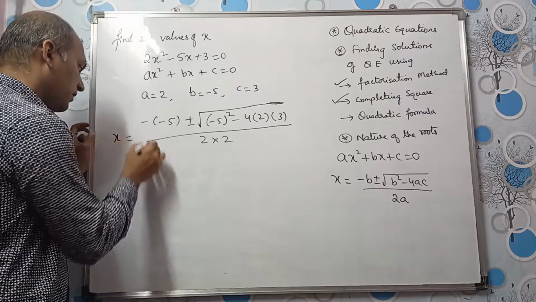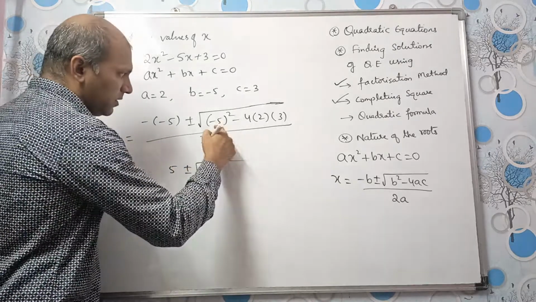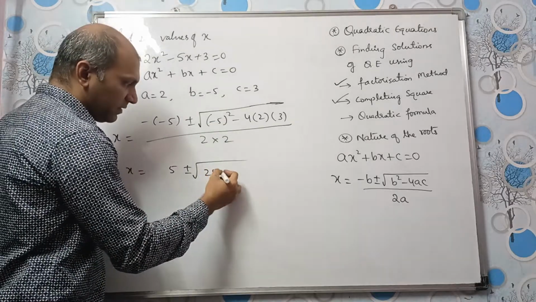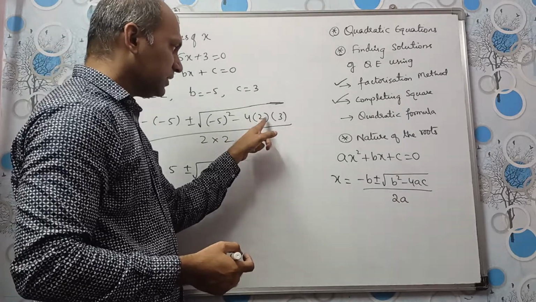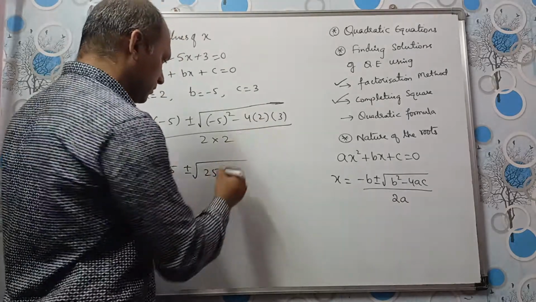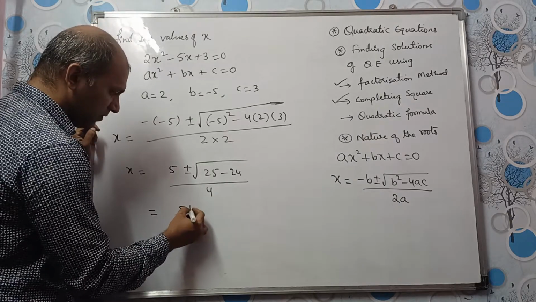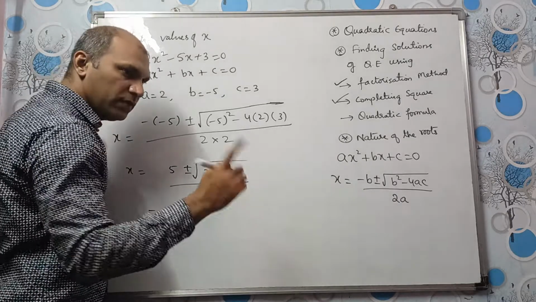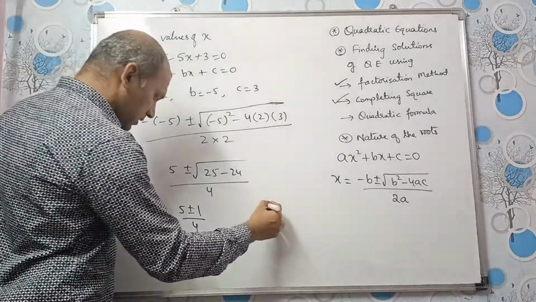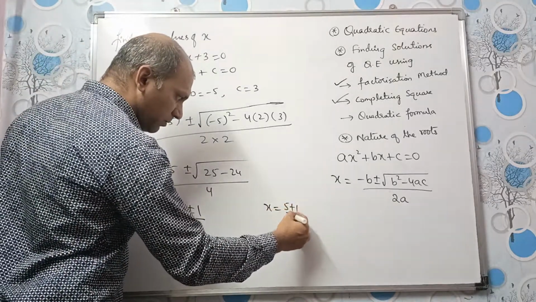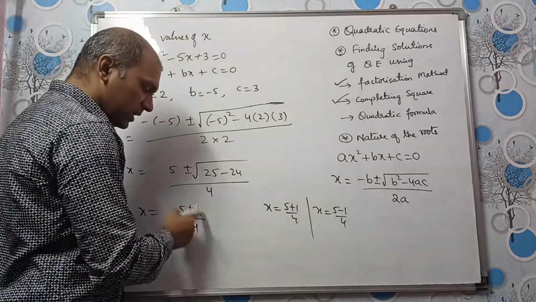Now let us simplify. These will be the values of x. Minus into minus plus. Minus 5 whole square is 25, minus 4 2s are 8, 8 3s are 24, divided by 2 2s are 4. So 5 plus minus root of 25 minus 24, which is 1. Root 1 is 1. So now you see x is equal to 5 plus 1 by 4 and x is equal to 5 minus 1 by 4. Right, plus 1 time, minus 1 time.